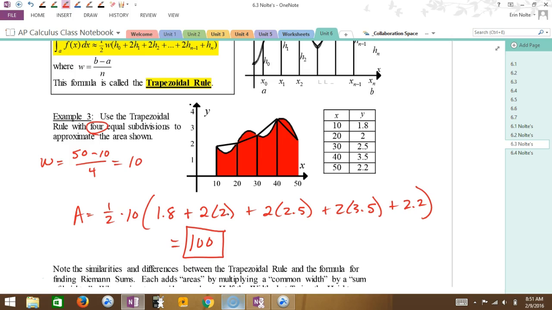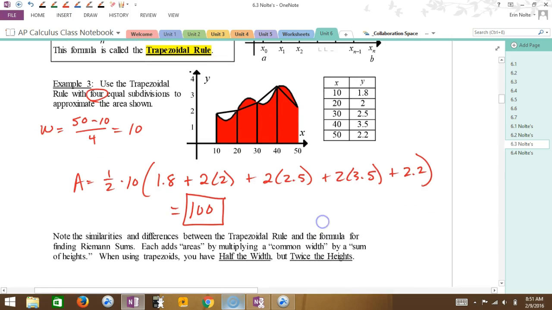But you can type it in if you don't believe me. Good? Everybody agree? It's a big area, huh?